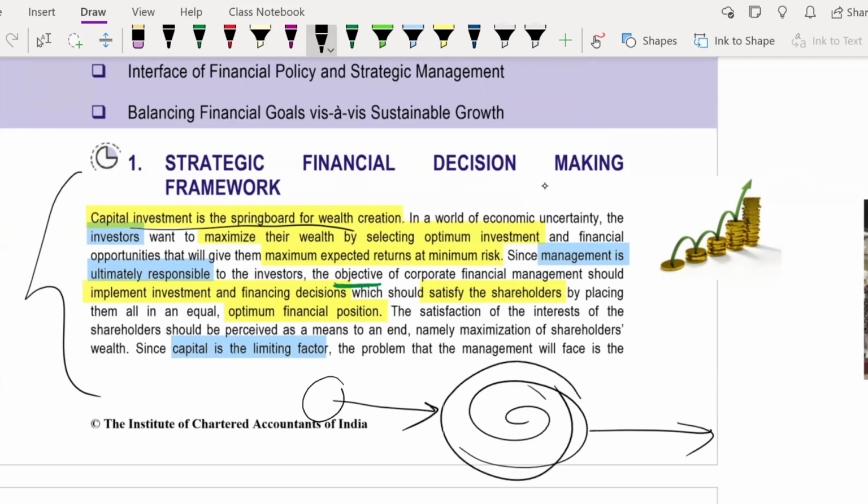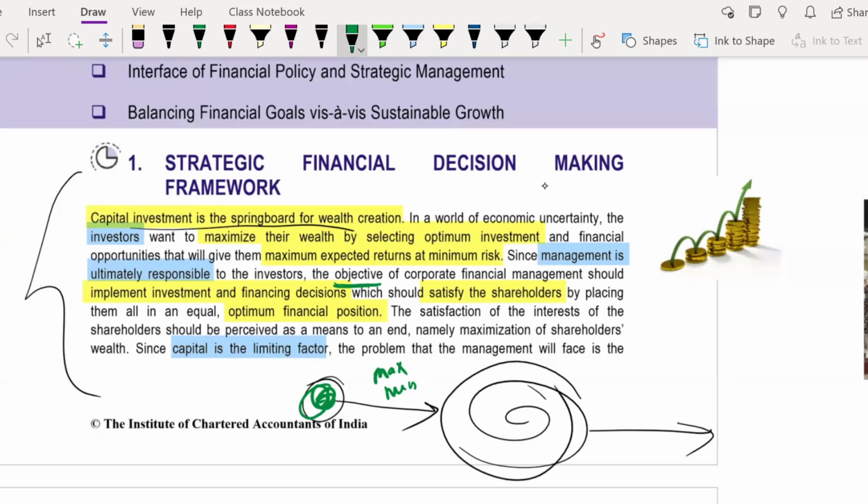So the people who are going to put money into the business will be known as investors. Okay, so what will those investors think? Suppose you are one investor and you are trying to put money into a business, then what will you want? You will want maximum return out of this business. You will want maximum return at minimum risk. That will be your expectation.